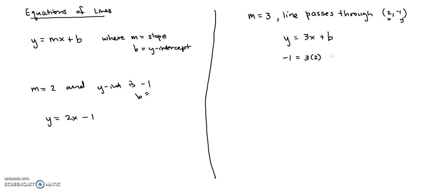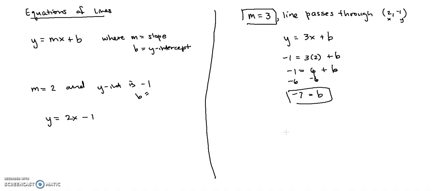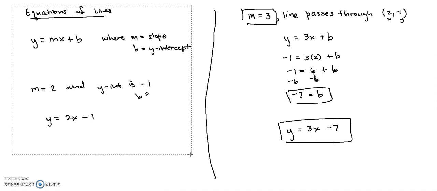-1 equals 3 times 2 plus b. And we're going to solve for b. So we get -1 equals 6 plus b. We want to do the opposite, so we subtract 6, and we get -7 equals b. Now we have m, now we have b, and we can make the line: y equals mx plus b, or y equals 3x plus -7, or 3x minus 7, same thing. If we can get the slope and the y-intercept, then we have the equation of the line. Let's try one more like that.